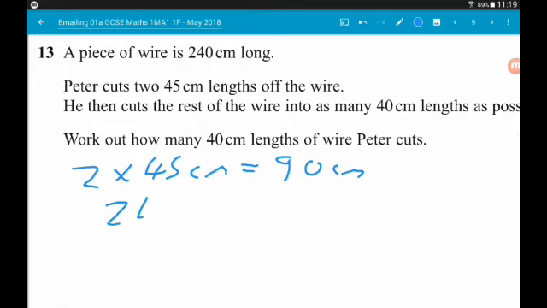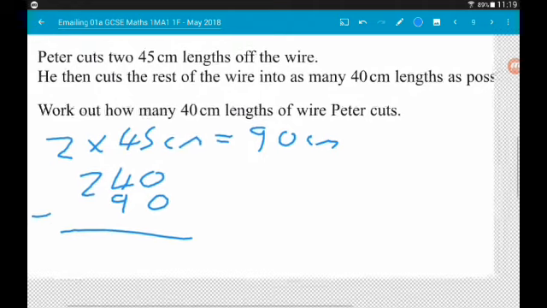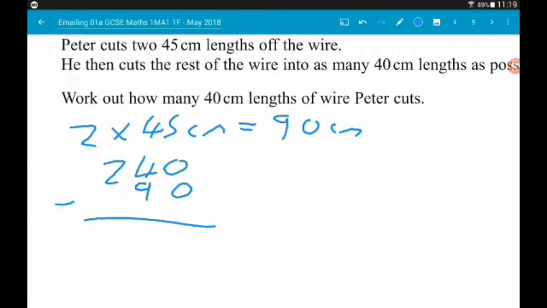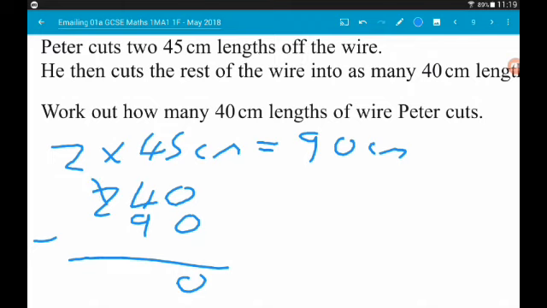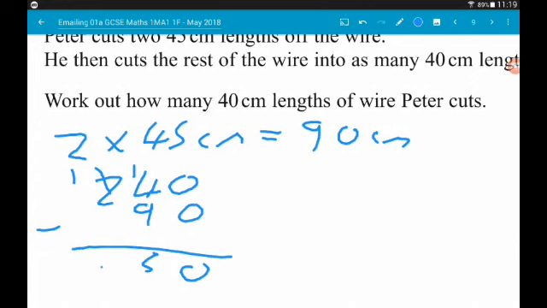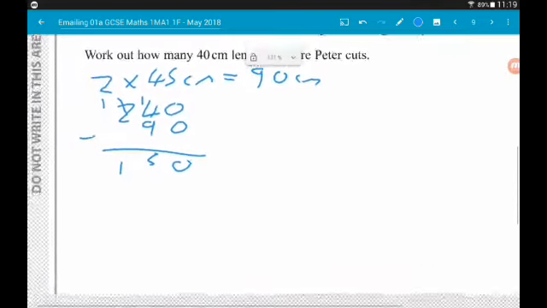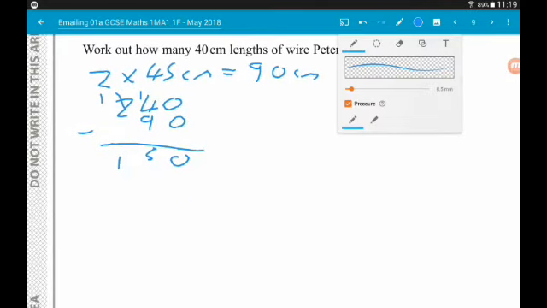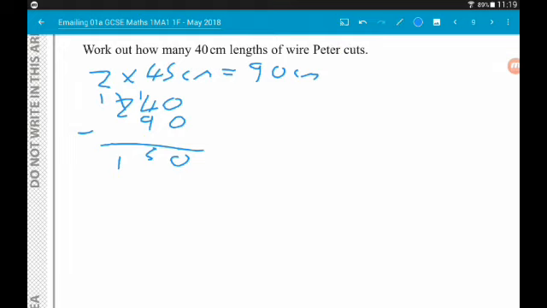So 240 minus 90. 0 take 0 is 0, we can do that. 4 take 9 we can't do, so borrow 1 from the 2, 14 take 9 is 5, and then the 1 just falls down. So the piece of wire he has left is 150 centimeters long.